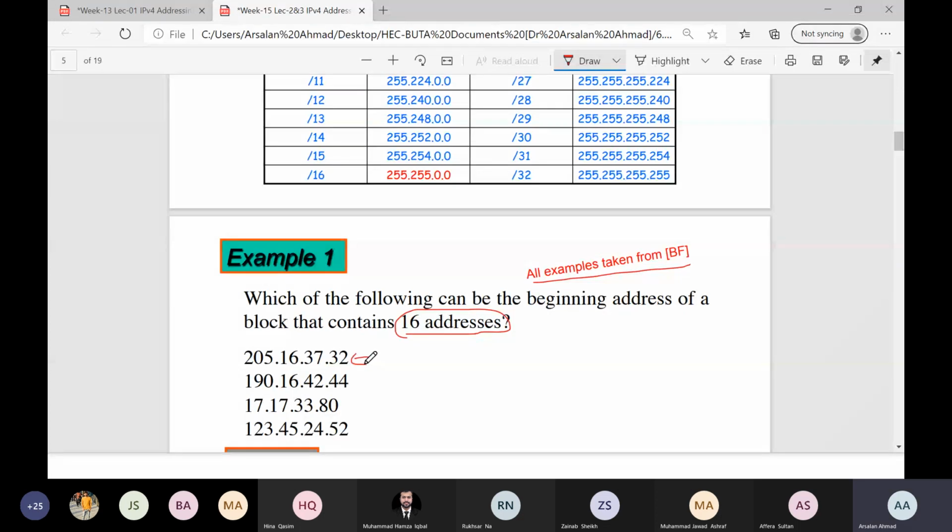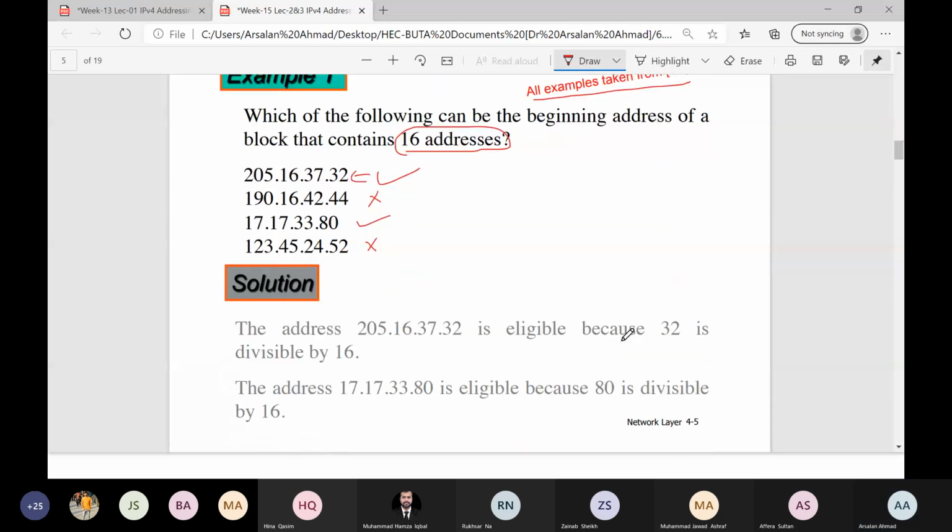This can be a beginning address. Can it be? Is it right? 32 is evenly divisible by 16. Yes, it is. It's the right option. 44 is evenly divisible by 16. No, it is not. It's the wrong option. 80 is evenly divisible by 16. Yes, it is. 52 is not evenly divisible by 16. Okay. Is it clear now to everyone? Have I answered the question?